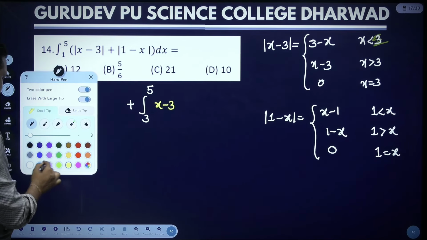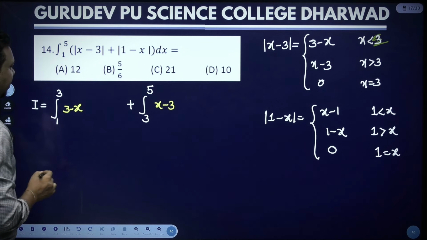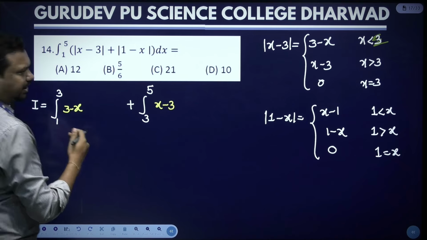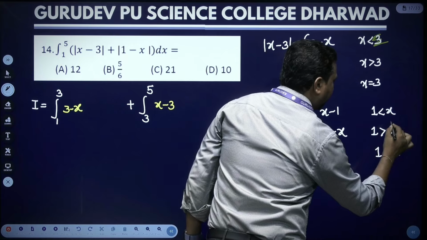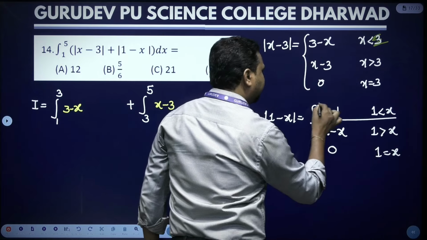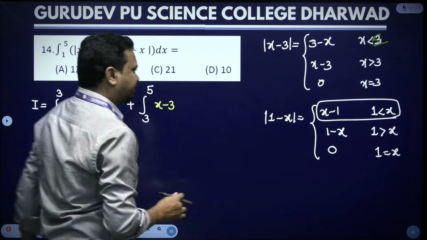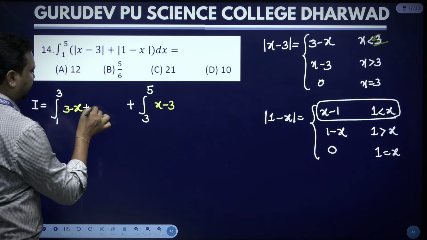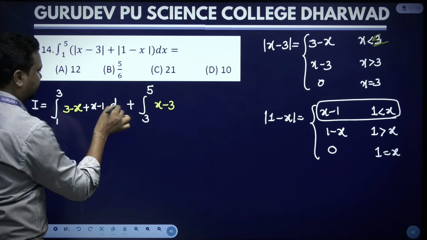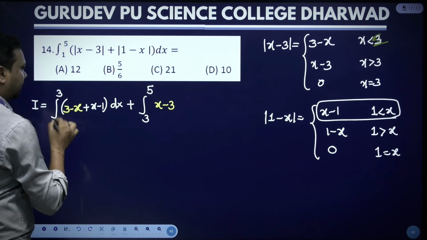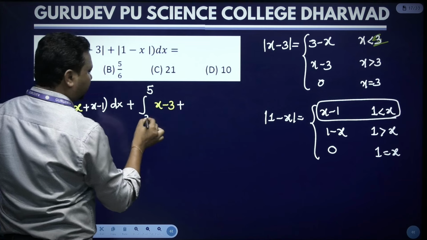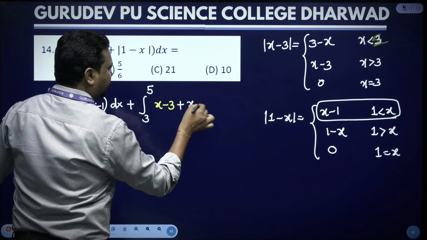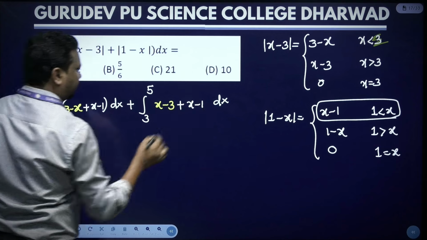See what happens to the second function. In the interval 1 to 3, x is greater than 1, I repeat, x is greater than 1, or 1 is less than x. Since x is greater than 1, the function here is x minus 1, x minus 1 dx. Similarly, plus here also, the interval 3 to 5 is also greater than 1. Therefore, once again you have to choose x minus 1 and dx.